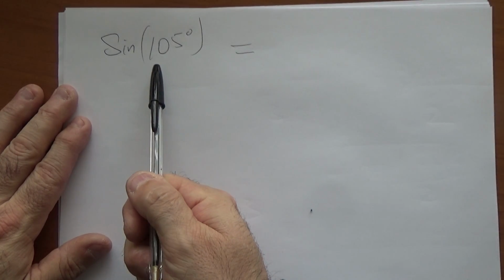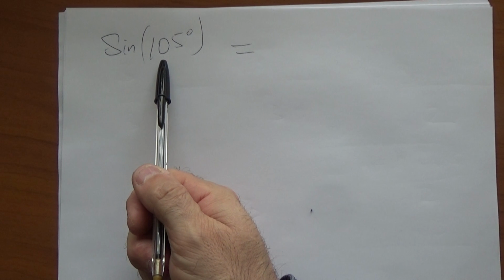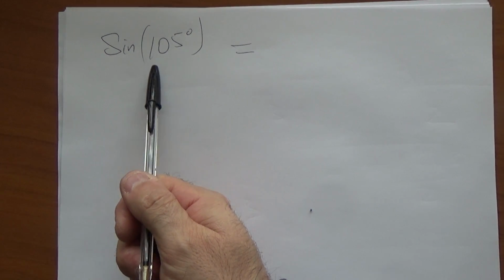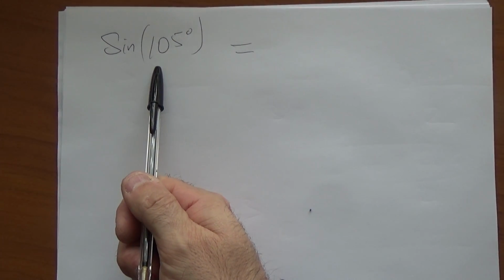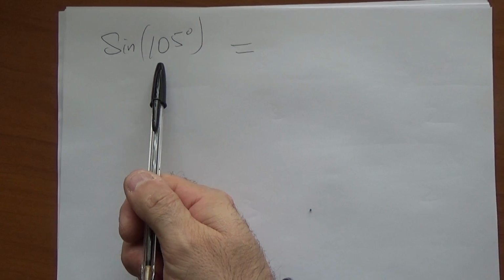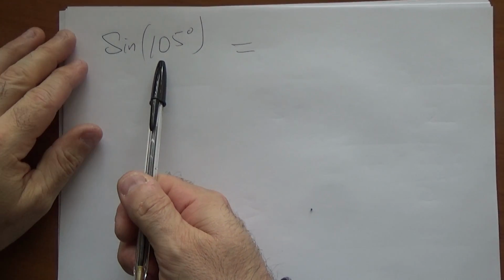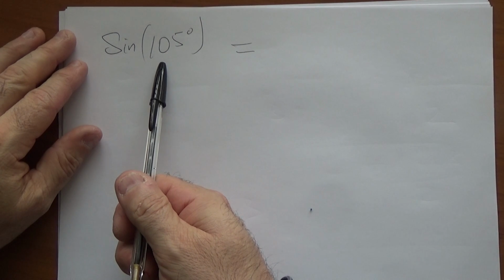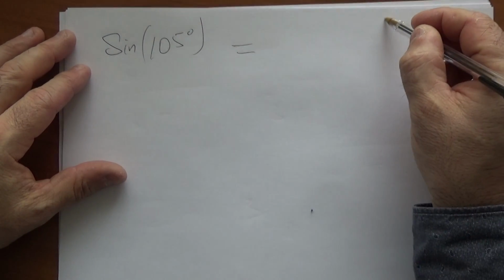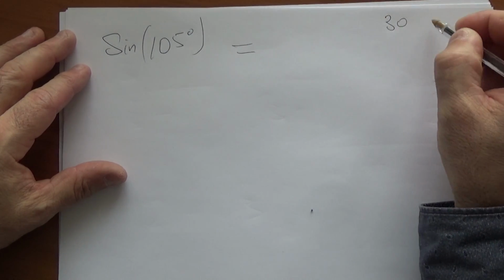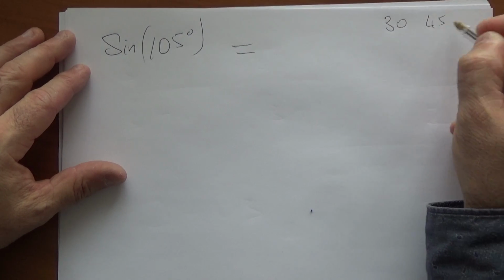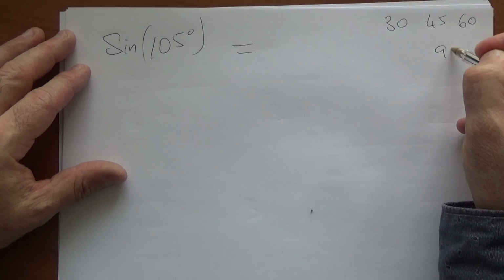The 90 is fine, but the 15 is not part of one of our special angles. So we must find a sum of special angles that adds to 105. If it'll help you, you might want to write them out. It's a simple case of 30, 45, 60, and maybe sometimes 90.